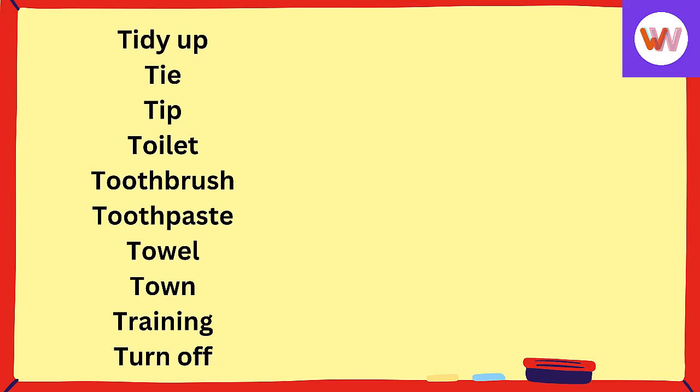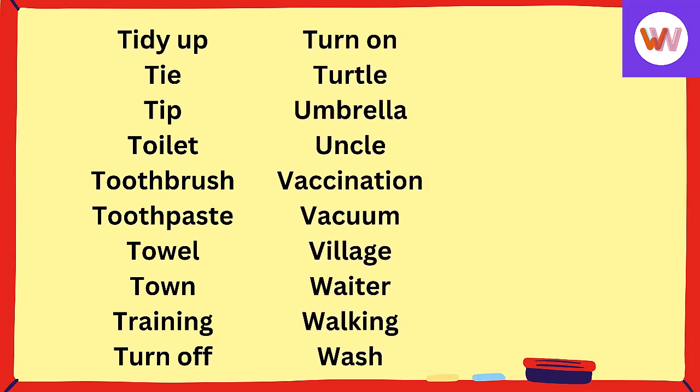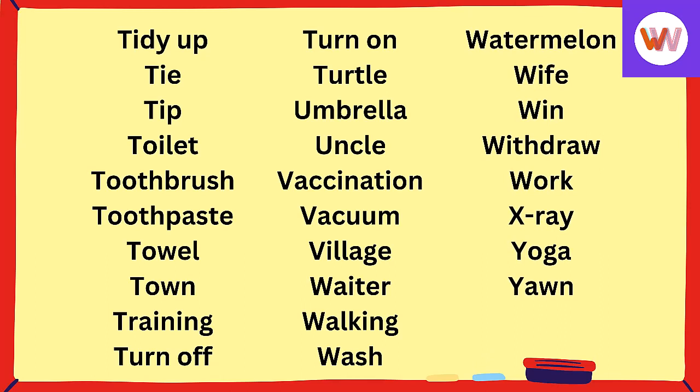Towel. Town. Training. Turn off. Turn on. Turtle. Umbrella. Uncle. Vaccination. Vacuum. Village. Waiter. Walking. Wash. Watermelon. Wife. Win. Withdraw. Work. X-ray. Yoga. Yawn.